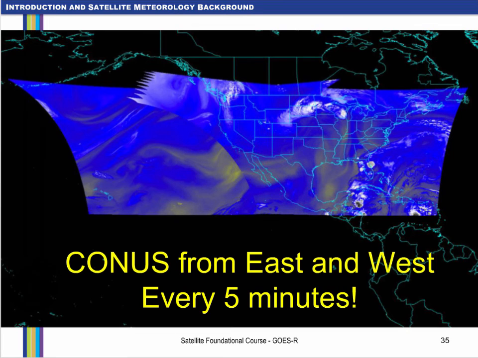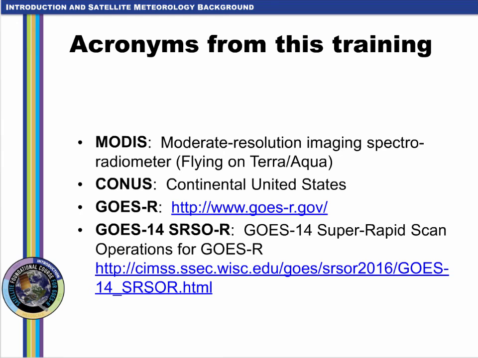This image shows the 2 CONUS projections from GOES West and from GOES East. It stretches all the way from the Aleutians to the Eastern Caribbean, and from Hawaii up into the Canadian Maritimes. Here's a list of some acronyms used in this training, plus a link to go to for more information about GOES-R.